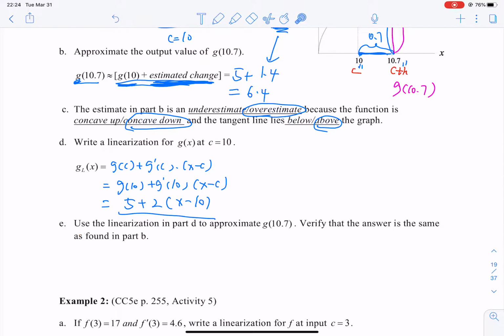You can see D is the linearization. E is to use the linearization in part D to approximate g of 10.7. So that means we have to use this formula to estimate when x equals 10.7, what is the corresponding g sub L of 10.7? We just plug in x equals 10.7, then we have 5 plus 2 multiplied by 10.7 minus 10. And then we have 6.4. So you can see the difference.